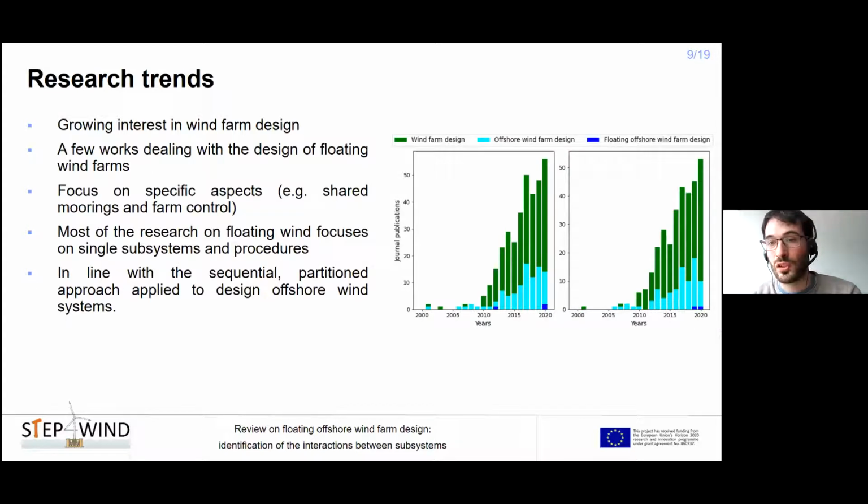While analyzing the literature on the topic, we observed that while there is a growing interest in wind farm design in general, only a few works deal with the design of floating wind farms, which can be expected as it is quite a novel field. On the other hand, there are several studies that focus on specific subsystems or processes involved in the development, realization, and operation of floating wind farms. And this is again in line with the main sequential or partitional approach that is applied to the design of offshore wind farms.